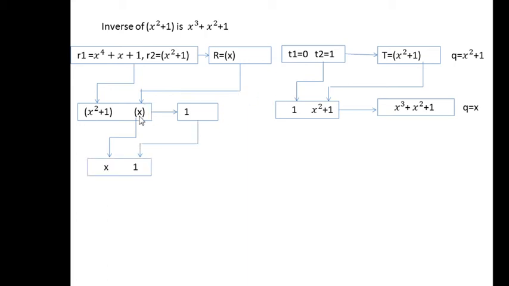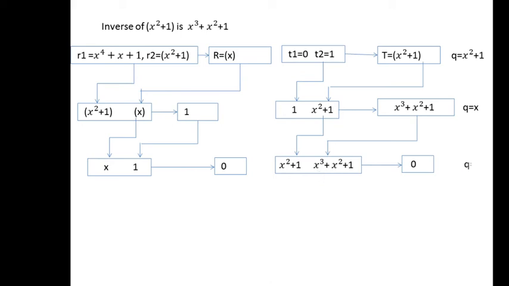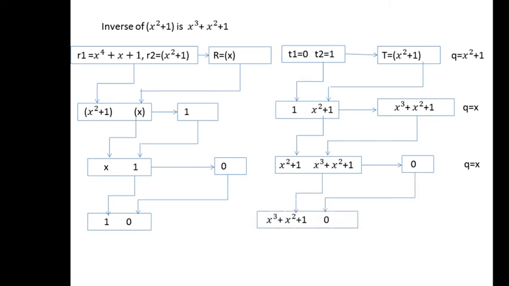And again we place x and 1 here, and then the remainder is 0, and we place x square plus 1 here, and x cube plus x square plus 1 is here, and the t is 0 and q is x. So when r2 becomes 0, we stop here. After we stop, x cube plus x square plus 1 is the inverse of x square plus 1.